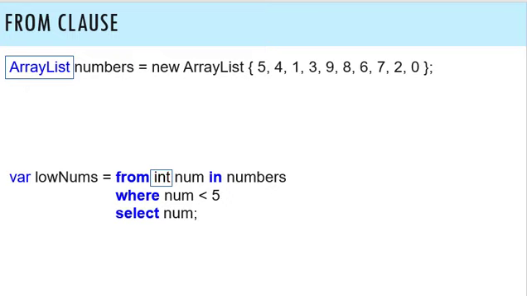The range variable looks like an iteration variable in a foreach loop statement, except for one very important difference. A range variable never actually stores data from the source. It's just syntactic convenience that enables the query to describe what will occur when the query is executed.